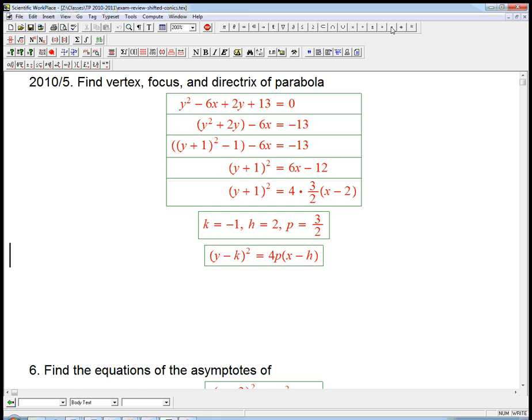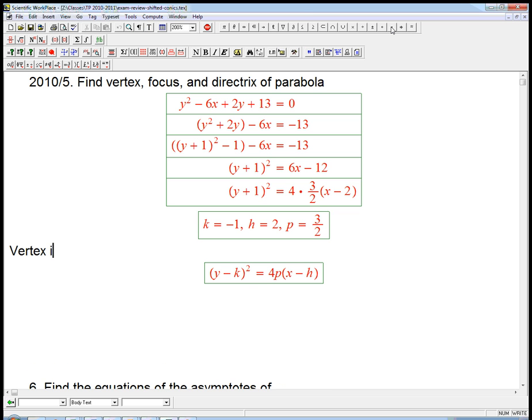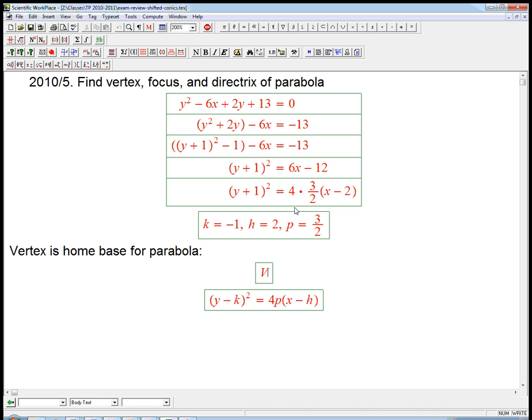So the vertex, that's the home base. That's really important that it's a home base for the parabola. It's not the home base for the hyperbola or the ellipse. The home base for a hyperbola or ellipse is the center. The vertex is the home base for the parabola, the way we do things. And that means that the vertex is just going to be determined by k and h. It usually starts out at 0 and 0. We've shifted it down 1 and to the right 2. And so vertex is going to be 2 comma minus 1.